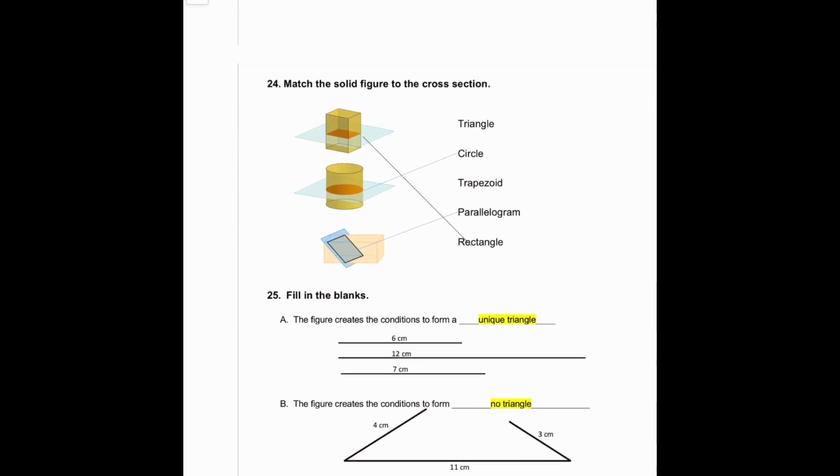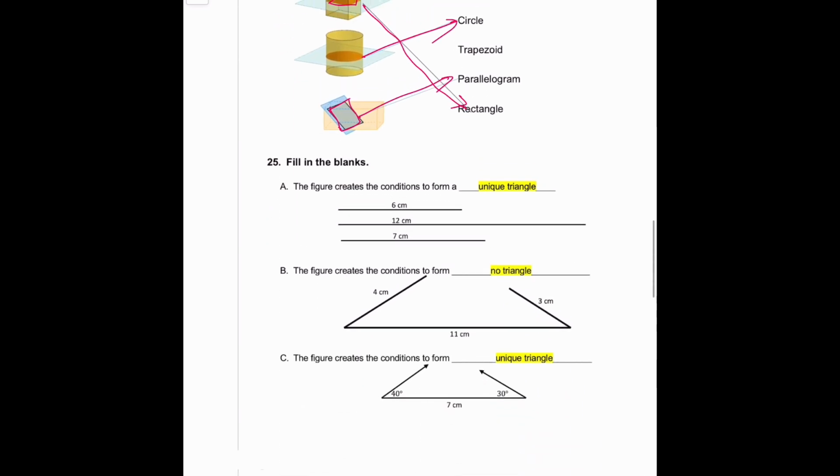Simple. Now this is the easiest part in the whole revision sheet. You can see the cross section here is a rectangle, so you connect it to the rectangle. You can see that the cross section here is a parallelogram, so you connect it to the parallelogram. The cross section here is a circle, and you connect it to the circle.